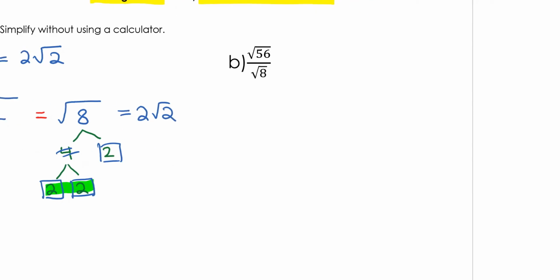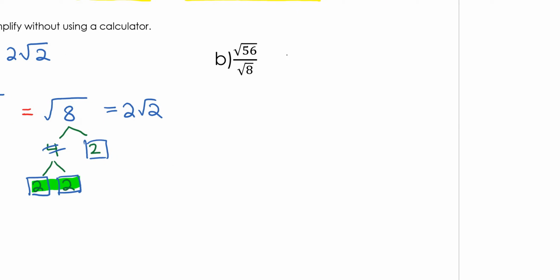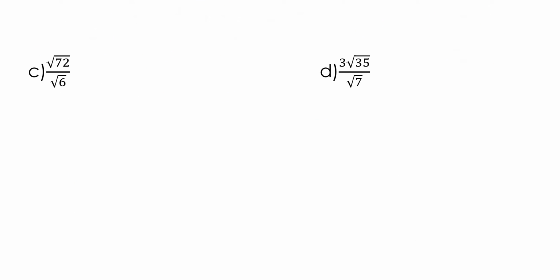Okay, let's move on to letter B. For letter B, I can write this into a bigger radical by doing the numerator, 56 divided by the denominator, which is 8. And 56 divided by 8 is 7. So my final answer here is root 7. Okay, let's move on to letter C.